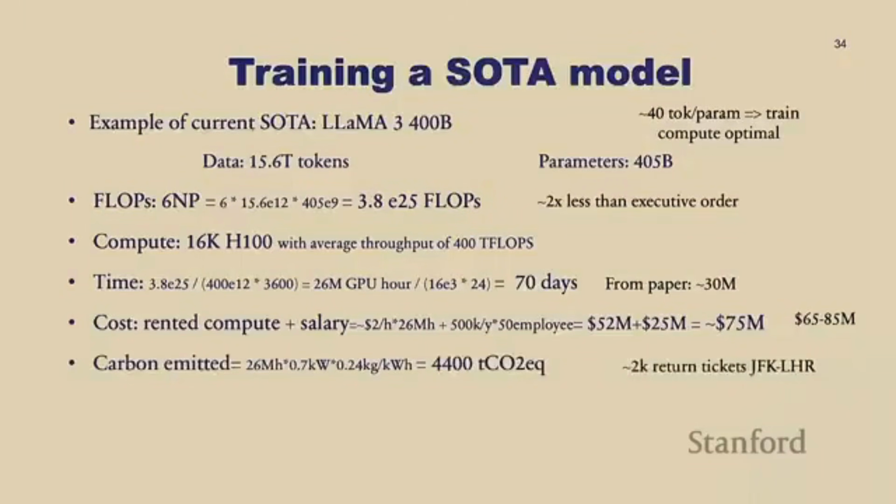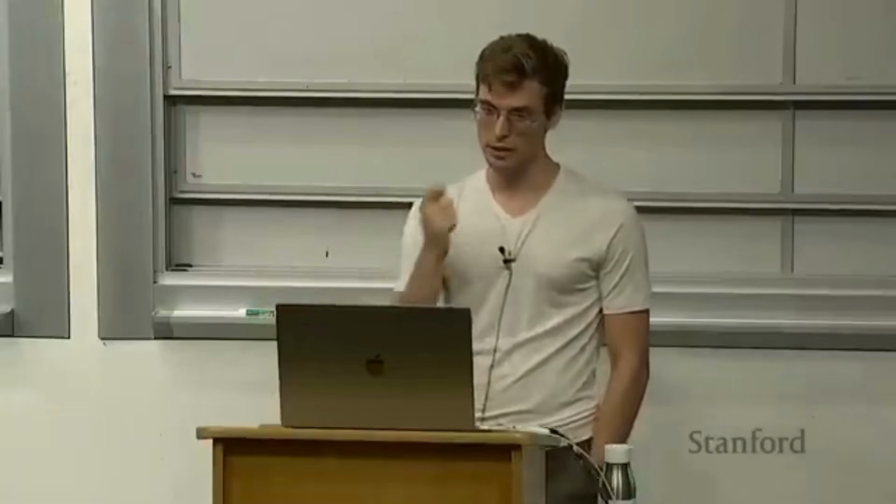Carbon emitted: a lot of people might ask, the cost is not the only thing that is important. So I did the computation. It's around 4,000 tons of CO2 equivalent. That is actually only 2,000 return tickets from JFK to London. So right now, carbon emitted is huge, but it's not meaningful yet. I think in maybe GPT-6, GPT-7, once you multiply this by 100, that might become a real issue. Right now, it's still not an issue in the grand scheme of things.